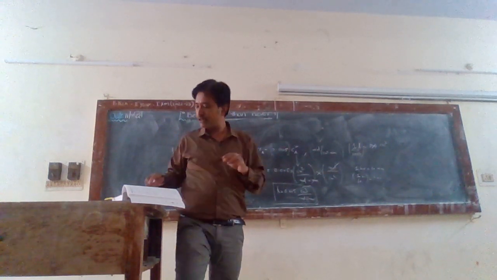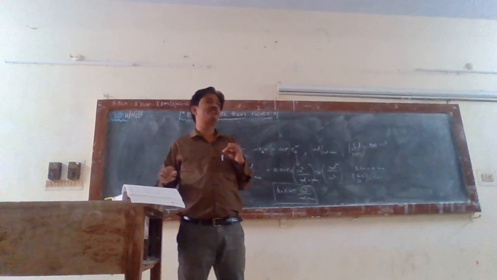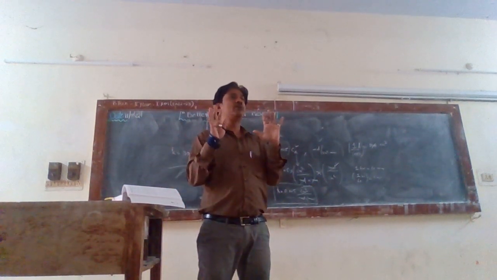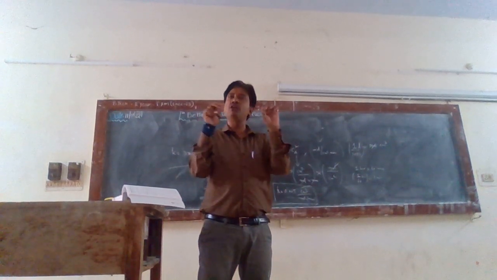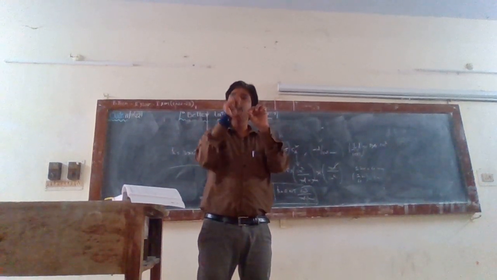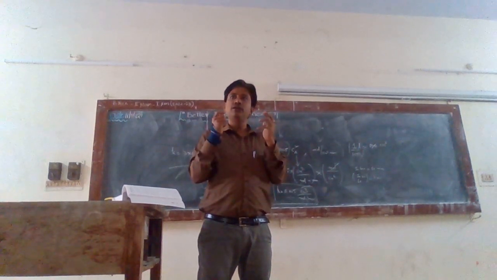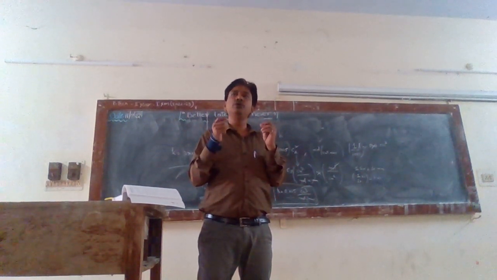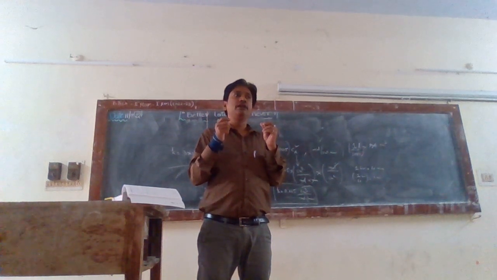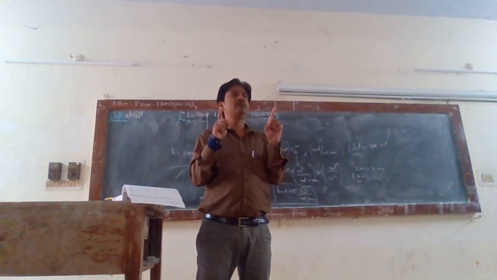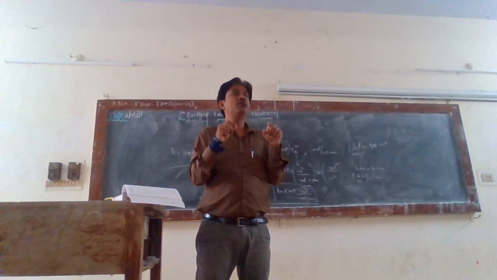Clear? Okay, fine. Now let's come back to the previous discussion. What we discussed in the previous class is activation energy. So we have come up with an expression: ln K2 by K1 is equal to ln R2 by R1 is equal to E by R into 1 by T1 minus 1 by T2. That equation you should mug up.